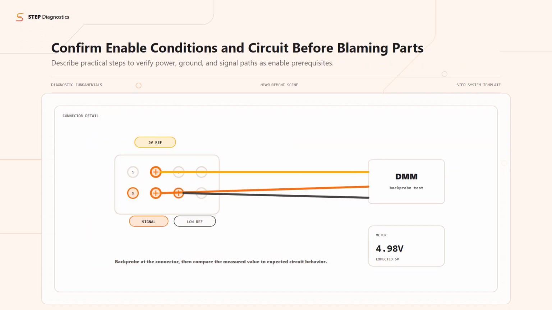Before you trust any trouble code, confirm the module actually had power, ground, and valid input signals during testing. Use a meter to check for reference voltage, grounded return, and correct signal swing at both the sensor and module pin. A missing feed can block monitor logic without setting obvious codes.